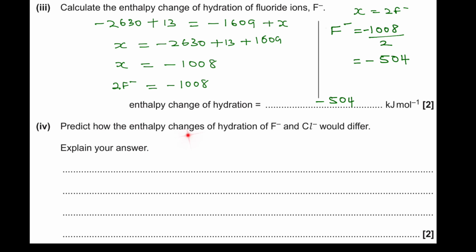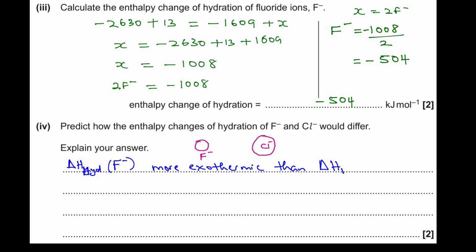Part 4. Predict how the enthalpy changes of hydration of fluoride ion and chloride ion will differ. Explain your answer. Well, in this case, we know fluoride is smaller compared to chloride ion. Chloride ion is bigger. This will be the fluoride ion, and that will be the chloride ion. Delta H of hydration for fluoride ion is going to be more exothermic than delta H of hydration of chloride ion.